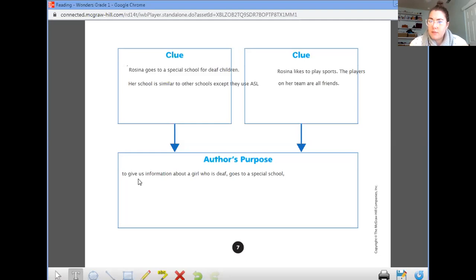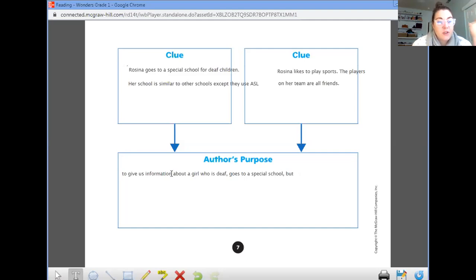So they're talking about the differences of Rosina, but they also talk about the similarities because there's a lot of information, like playing sports and doing art. They're very similar to me or even for you. So we're going to write that about Rosina or write about the story. But let's see. So we wrote to give us information, and it's okay that this is not capitalized, all right? This isn't really a sentence, it's more just information.